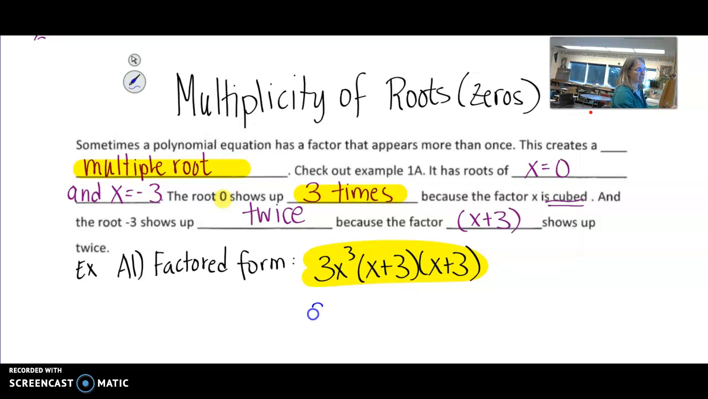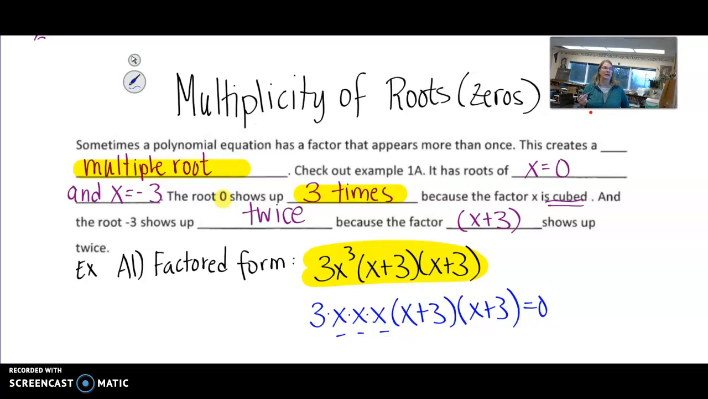The root 0 shows up 3 times, because if you think about what x to the third means, if I expand this, it was x times x times x, and then we have the x plus 3 and the x plus 3. So this x shows up 3 times and has a 0 of 0, and that's because it was cubed. So it shows up multiple times, and we'll talk about what that means for multiplicity in a second.